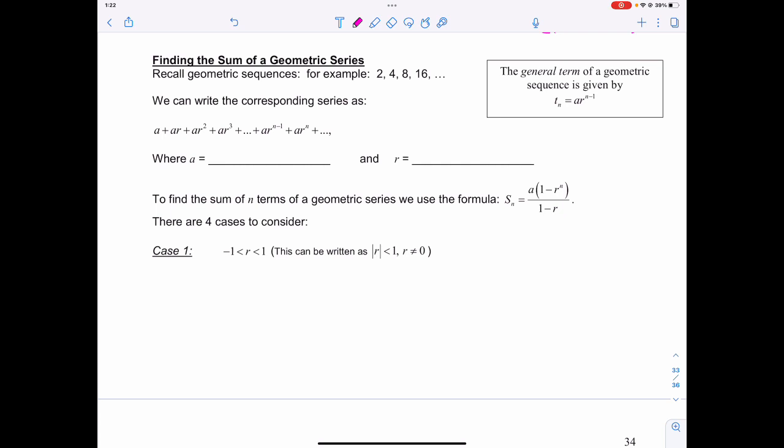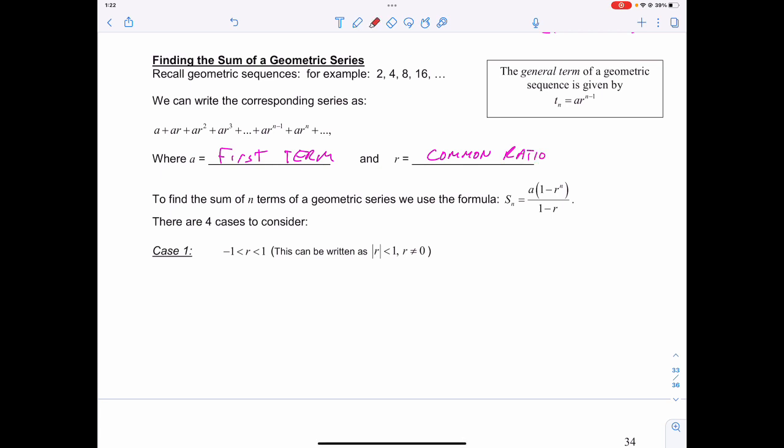When we're finding the sum of a geometric series, so if I have a sequence 2, 4, 8, 16, where I'm just multiplying each term by 2 to get to the next term, then I'm going to say that I have A, which is my first term. I'm multiplying it by R, my common ratio. And then I'm just going to keep multiplying it by the common ratio over and over again to get from one term to the next. So A is our first term, and R is the common ratio.